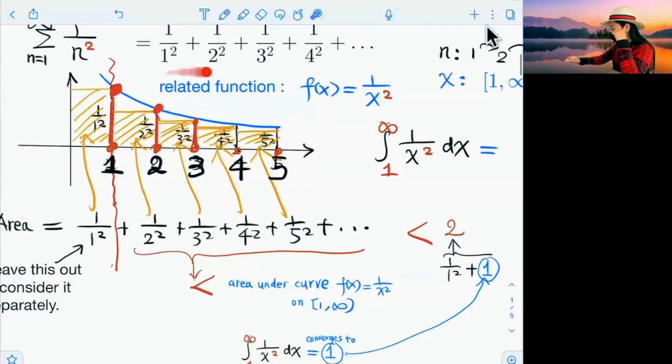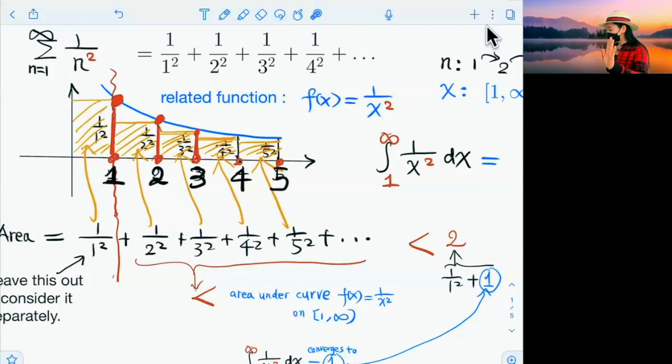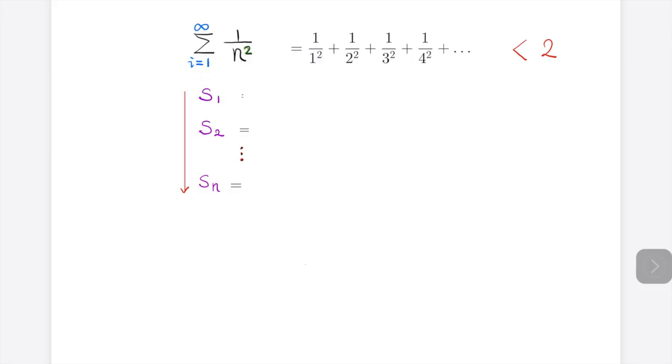So this series over here is going to be less than 2. We know that the sum of this series 1 over n squared is less than 2. So to see if this series converges or not, let's look at the n-th partial sum. If the partial sums converge, then the series is going to converge. Now let's look at S1. S1 is equal to 1 over 1 squared. This is S2. And Sn is 1 over 1 squared, adding all the way to 1 over n squared.